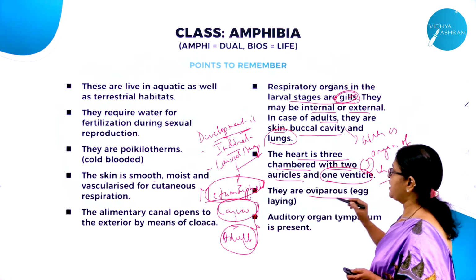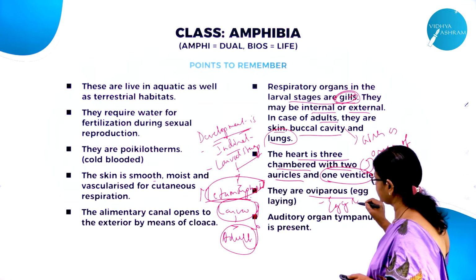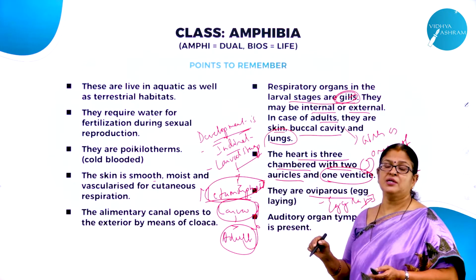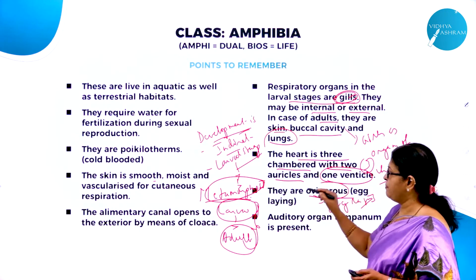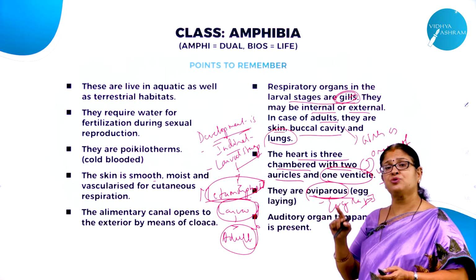Next, they are oviparous animals. What do you mean by oviparous animals? Egg-laying animals. They lay eggs. Viviparous means those animals which give birth to young ones. But these are oviparous animals. As I said, the frog goes to the water to lay eggs, and it lays a good number of eggs.